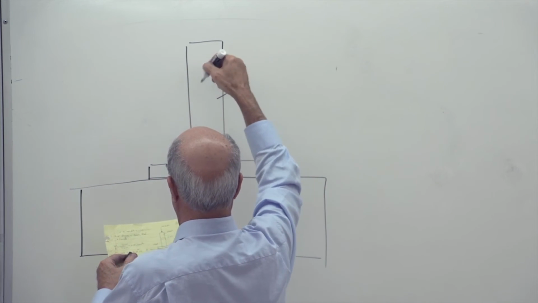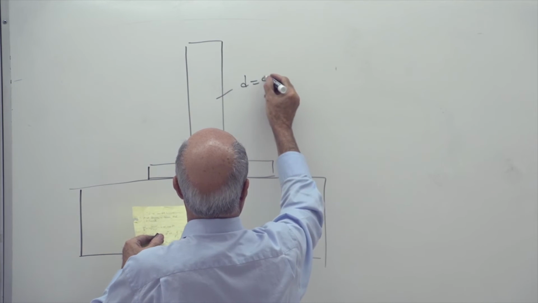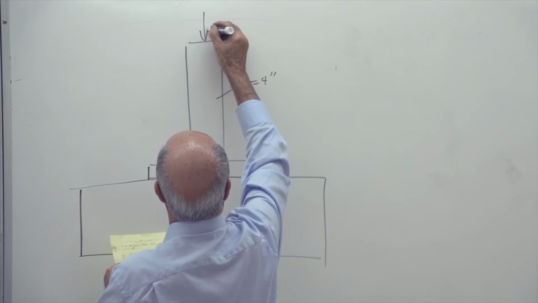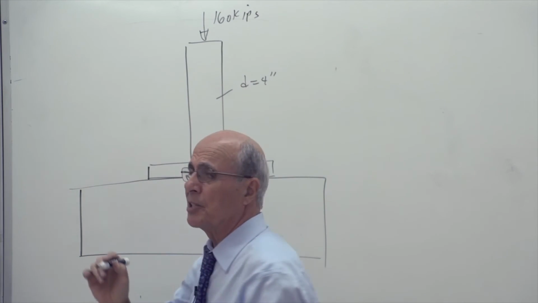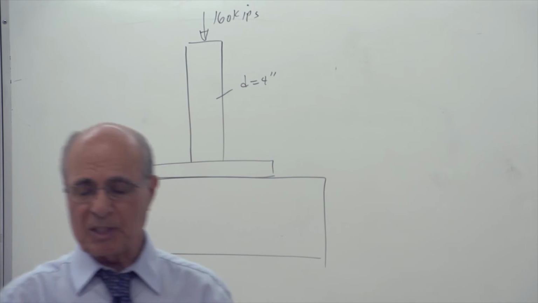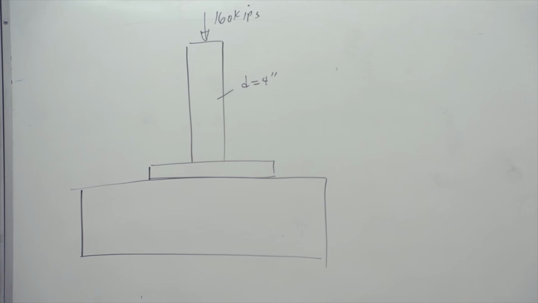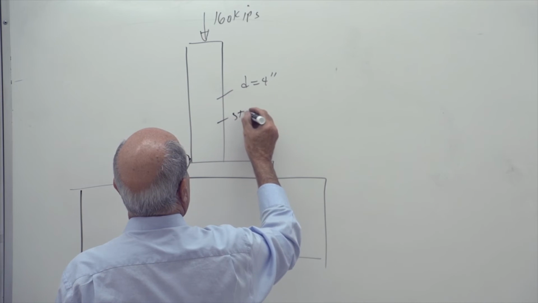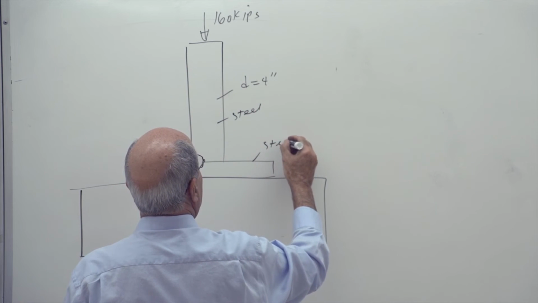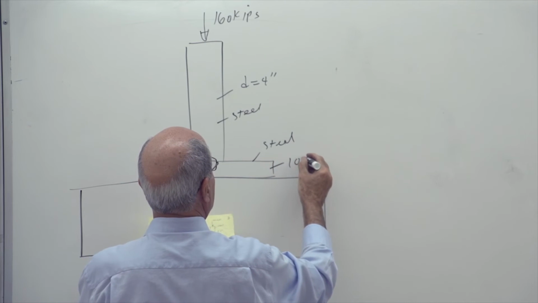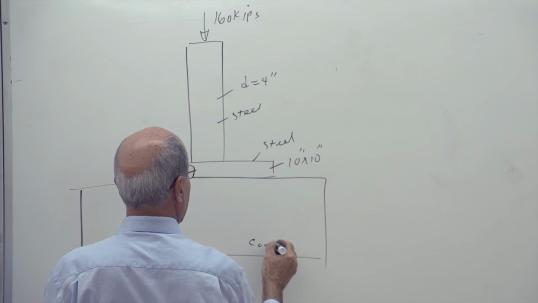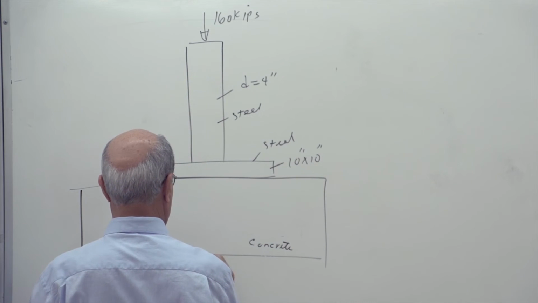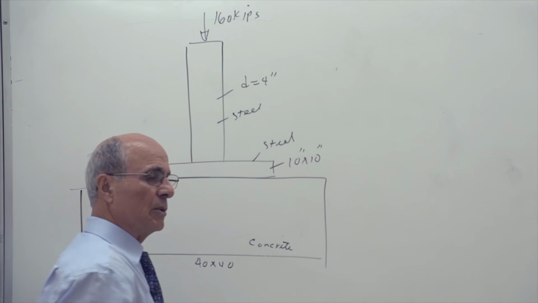This is a circular column with a diameter of 4 inches, and we have put here 160 kips. By the way, a kip is 1,000 pounds, so here we put 160,000 pounds on the column, which is made of steel. This is steel, and this is also steel, but this one is 10 by 10 inches. And there we put it on the concrete. This is a simple example which shows you everything I talked about today.